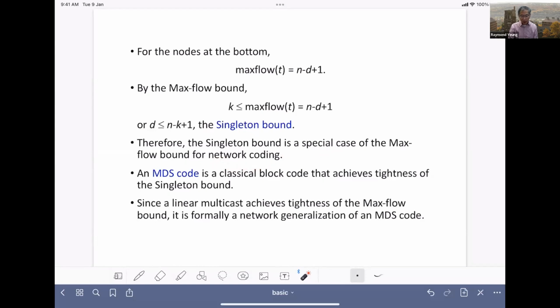And an MDS code, maximum distance separable code, is a classical block code that achieves the tightness of the singleton bound. Now, in the context of network coding, since a linear multicast achieves tightness of the max flow bound, one can formally regard it as a network generalization of an MDS code. So here, I just want to relate what I have taught about linear network coding with the classical algebraic coding theory.